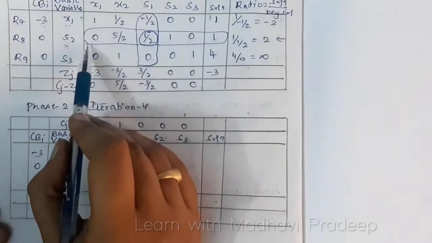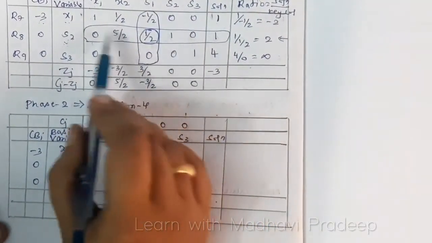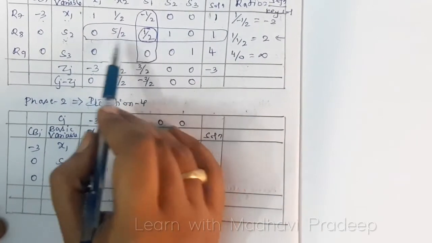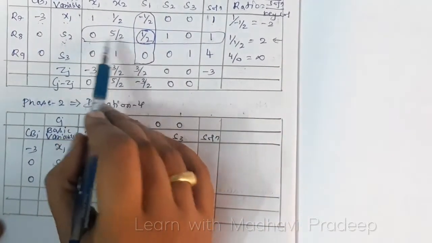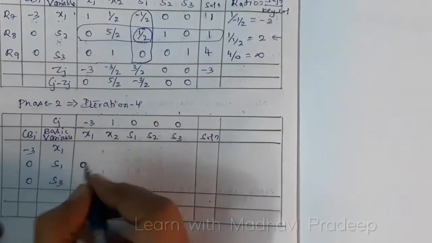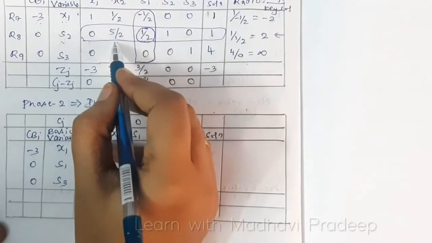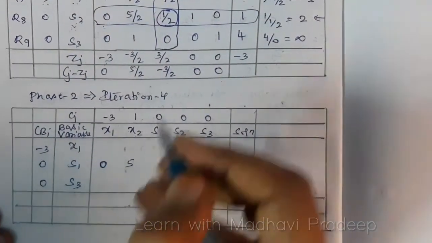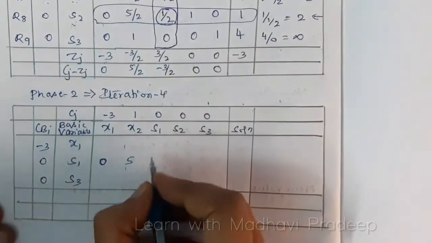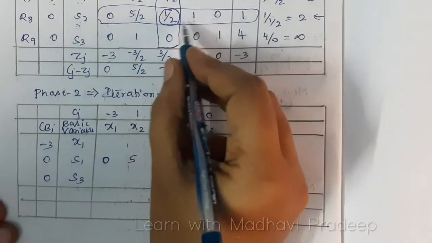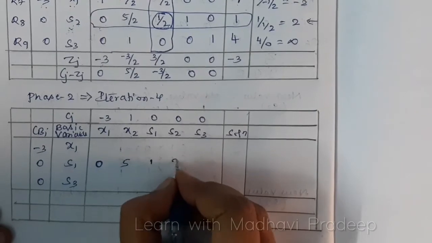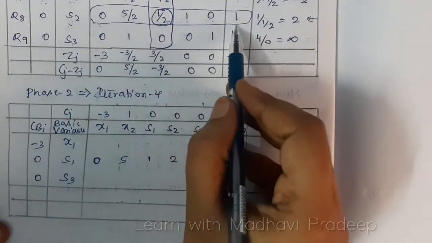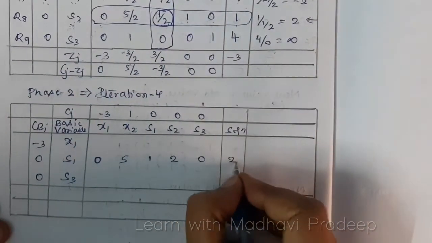Now see, first we always need to calculate the key row. So this is the key row we got. Divide this row by the key value, which is 1 by 2. So all these values are divided by 1 by 2. 0 divided by 1 by 2 is 0. 5 by 2 divided by 1 by 2 is equal to 5. Next, 1 by 2 divided by 1 by 2 is 1. 1 divided by 1 by 2 is equal to 2. 0 divided by 1 by 2 is equal to 0. Again, 1 divided by 1 by 2 is equal to 2.